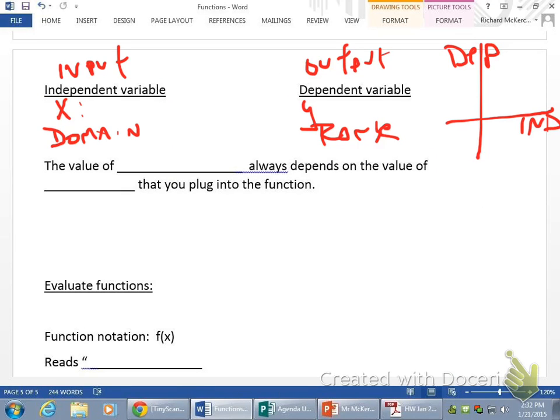Not a lot to talk about here with independent and dependent. We can get into some things, but basically I just need you to know that independent values are always your X, or your input, or your domain. Those all mean the same thing. And your dependent value is always your Y. Okay? So when you're graphing something, the independent value will always go on your horizontal axis, and the dependent value will always go on the vertical axis.